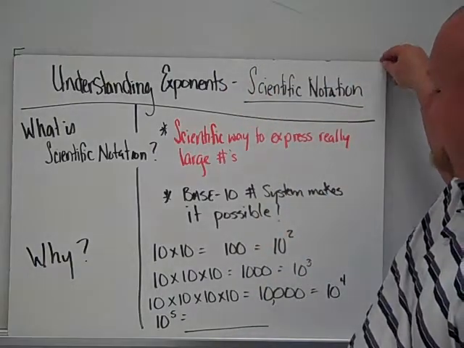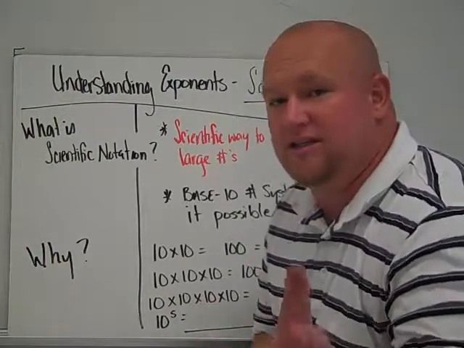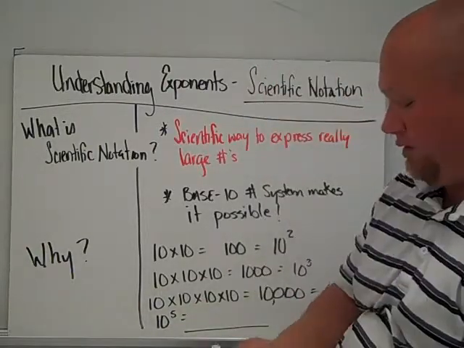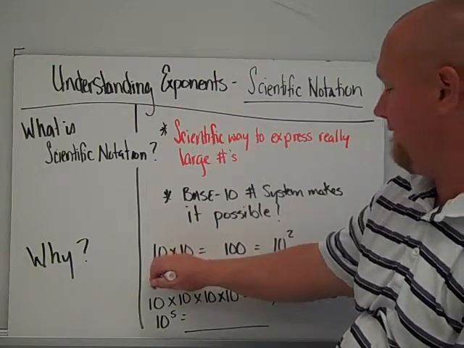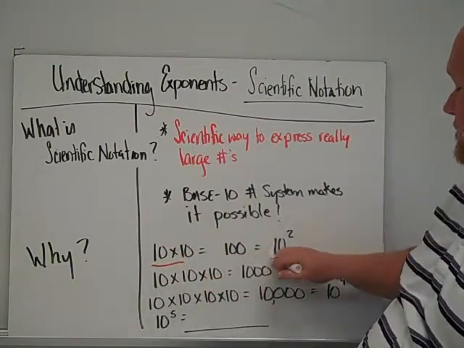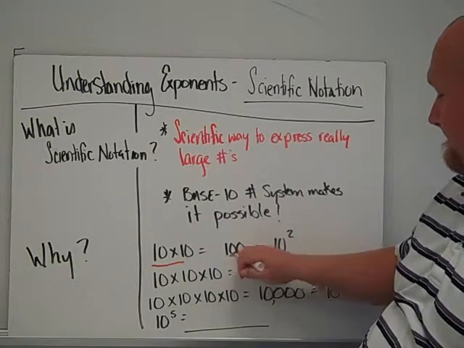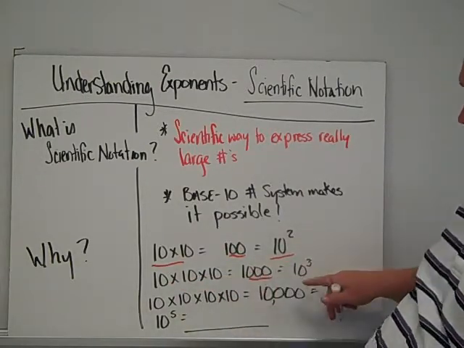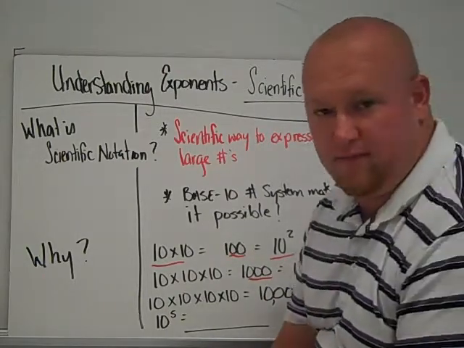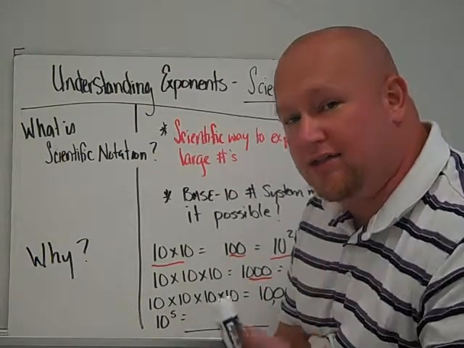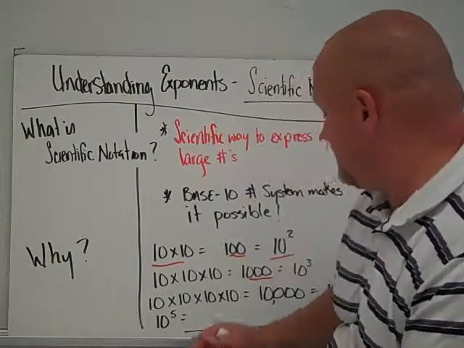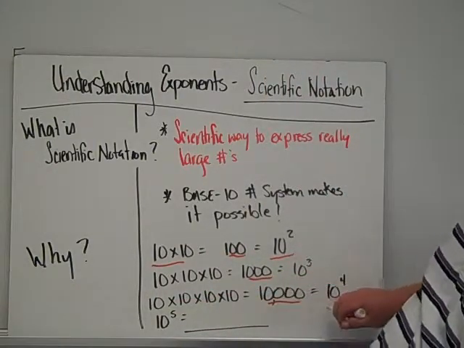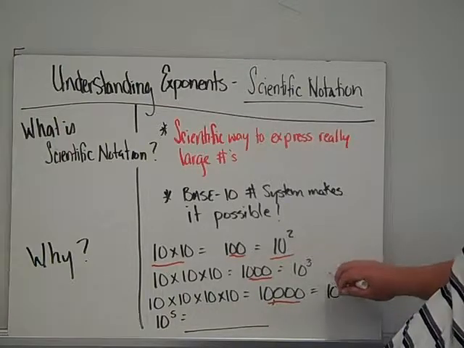The base 10 system makes it possible. But let's look at what we already know and how it relates to exponents. First of all, you know that 10 times 10 equals 100, which is 10 squared. You know that 10 times 10 times 10 is 1,000, which is equal to 10 to the 3rd power. Just like we talked about with the try-its, you know that 10 times 10 times 10 times 10 is 10,000, which is 10 to the 4th power.